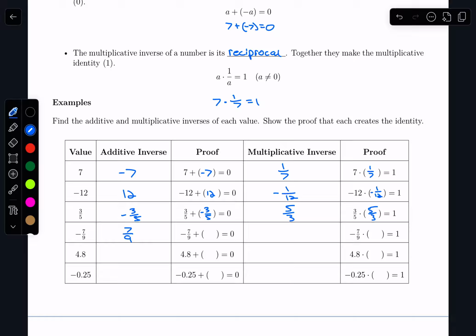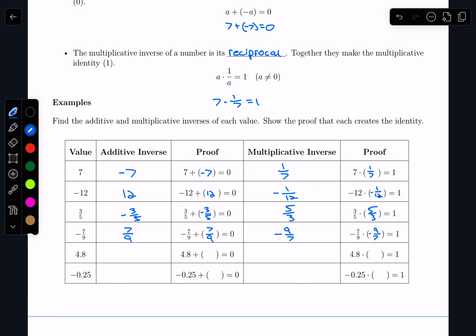So for the additive inverse of negative 7 over 9, positive 7 over 9, because those will add together to give us 0. But for the multiplicative inverse, we keep it negative and we flip it over. So negative 9 over 7. And when we multiply negative 7 over 9 times negative 9 over 7, the 9s, the 7s, and the negative signs cancel, so we just get 1.